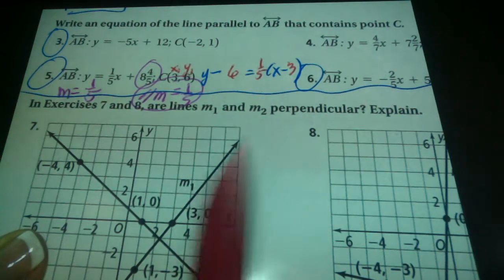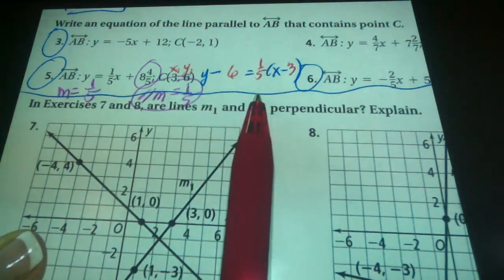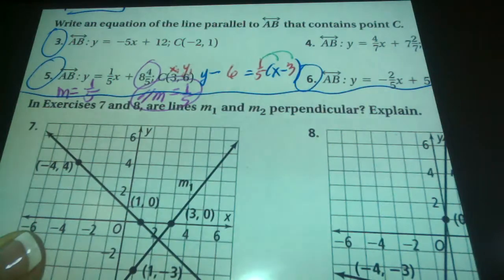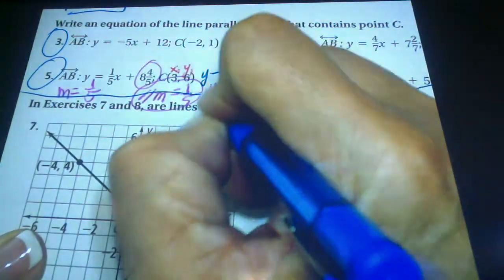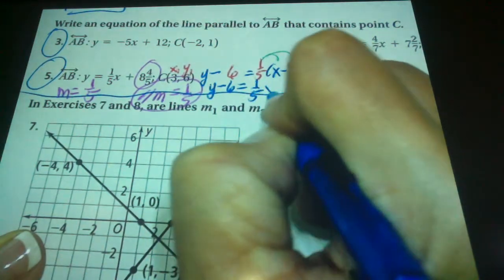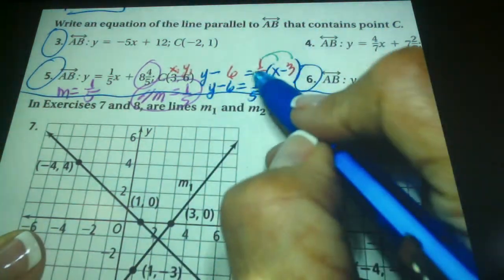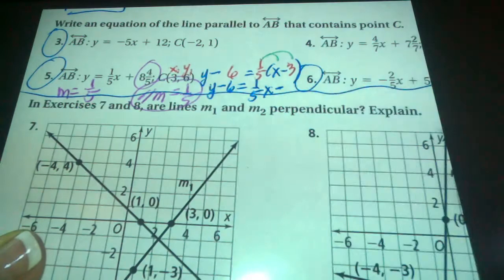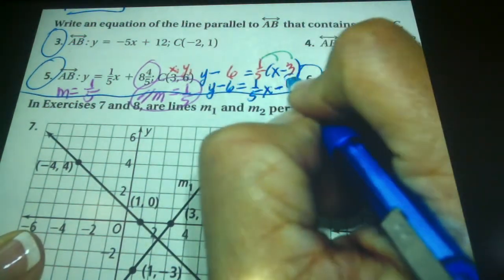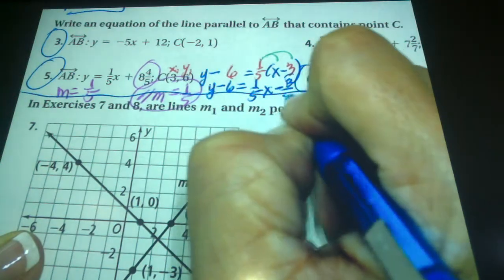So we've got this ugly fraction here. Don't let that bother you. We've done this before. So we have to distribute the 1/5 before we can add the 6. So we've got y minus 6 equals 1/5 times x is 1/5 x. And then a positive times a negative is a negative. 3 over 1 times 1 over 5, nothing cancels. We get 3 over 5.